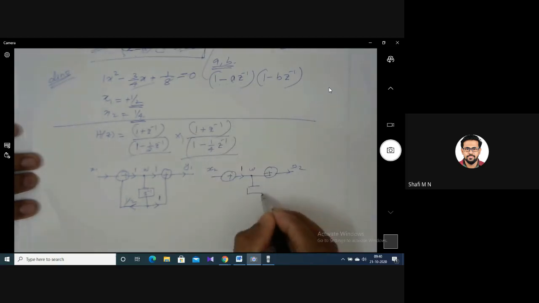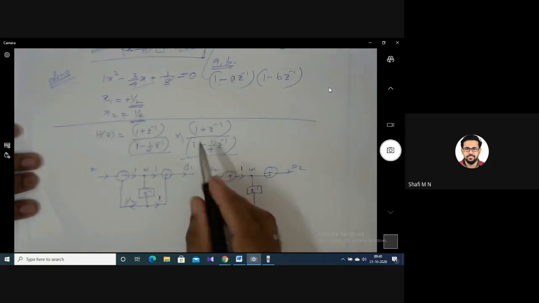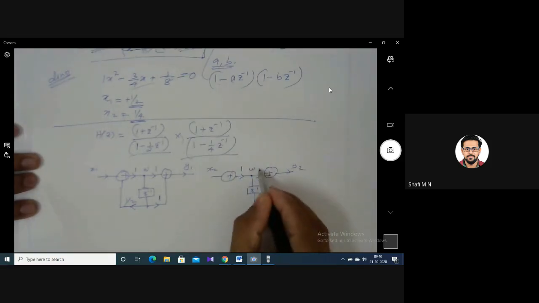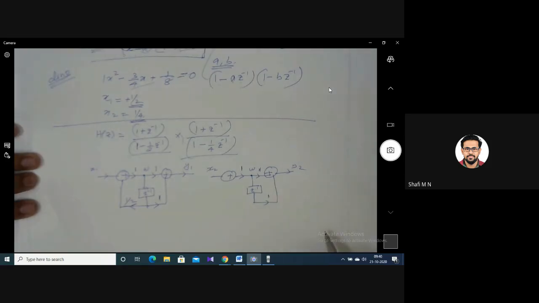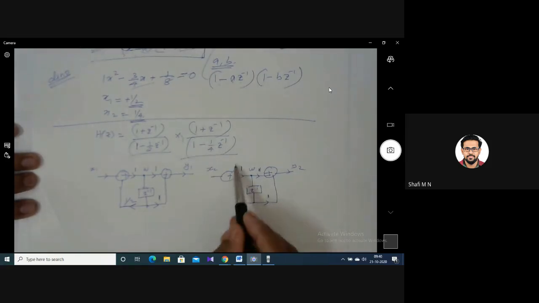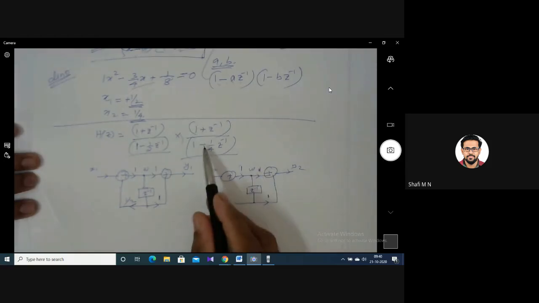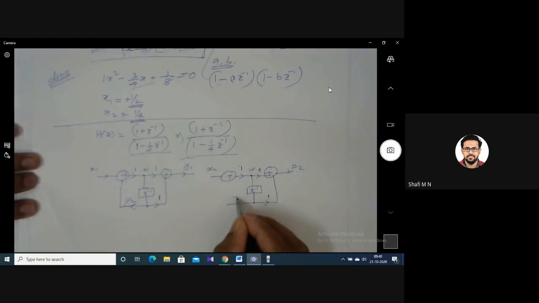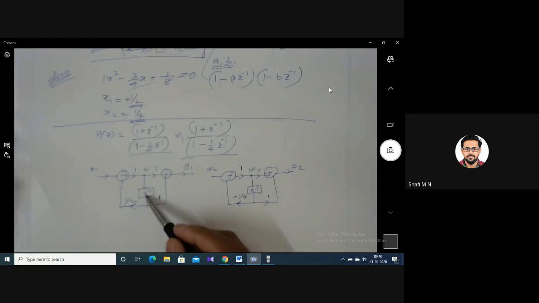So you need only one delay element, z raised to minus 1. Now numerator to the right. So 1 plus 1 z raised to minus 1. Again, 1 plus 1 z raised to minus 1. Denominator to the left. Denominator is 1 minus 1 by 4. 1 is already accounted here. Then the only thing is minus 1 by 4 to the left. So when you change the direction to left, it will become plus 1 by 4. And that's it. So this is H2 and this is H1, realized separately in direct form 2 method.